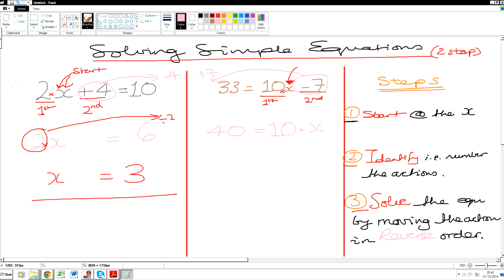Now we need to move the multiply by 10 over. So the multiply by 10, which was originally the first action, goes last. The opposite of times by 10 is divide by 10. 40 divided by 10 will give you the answer 4. Copy the x under the x.